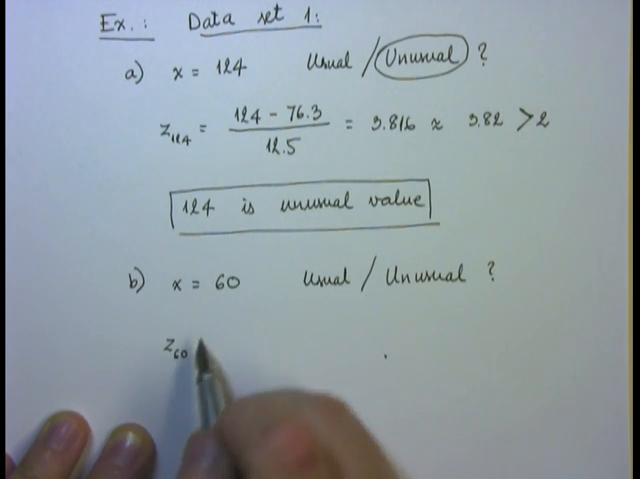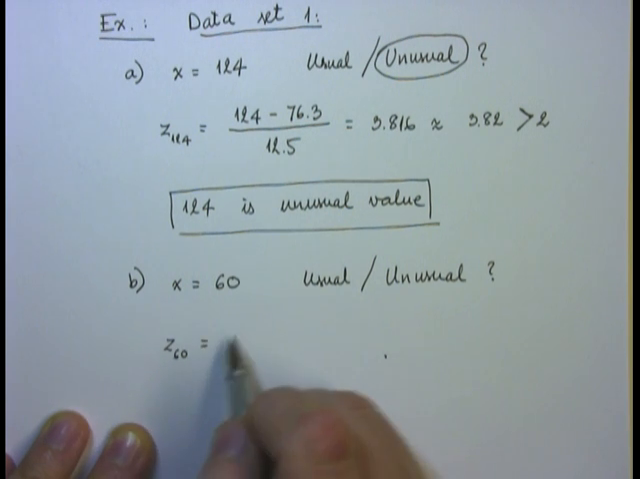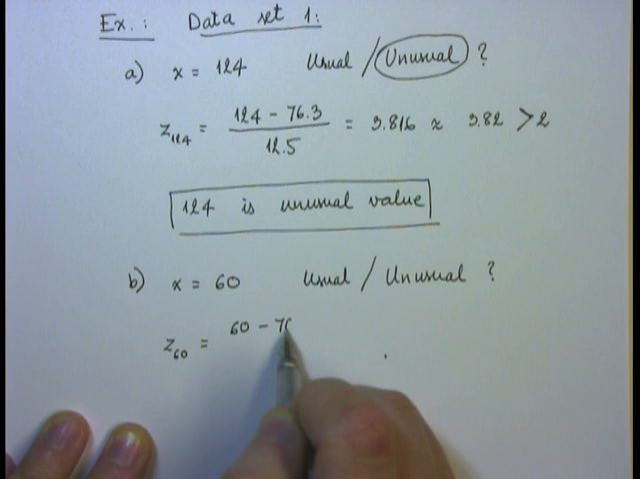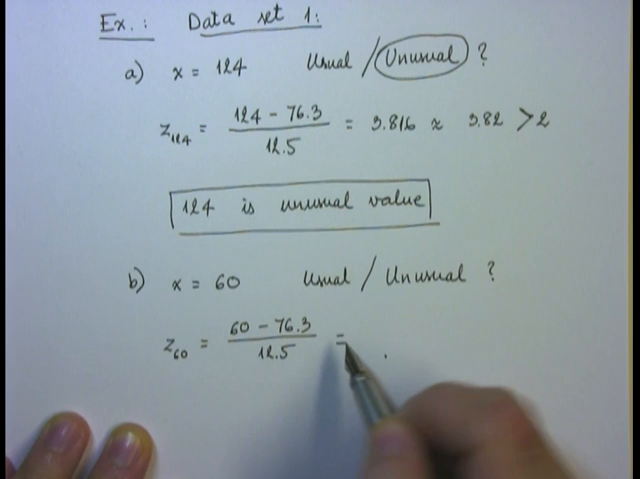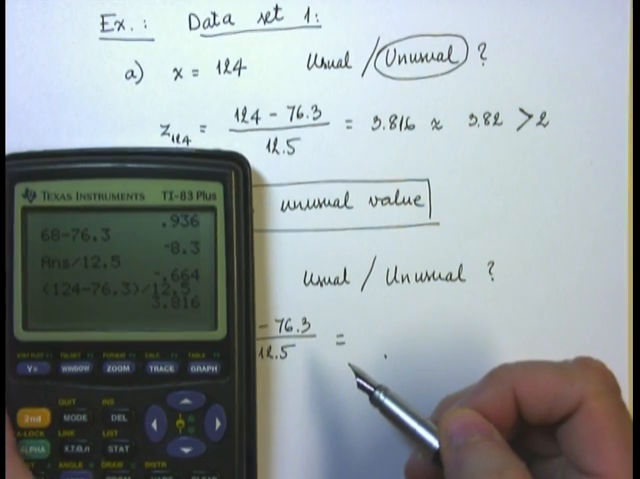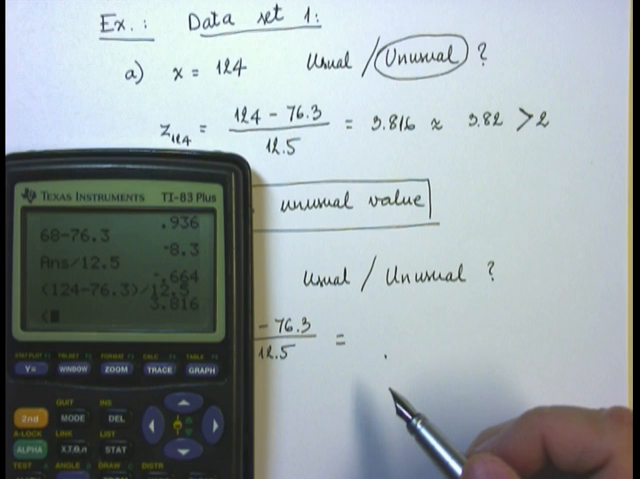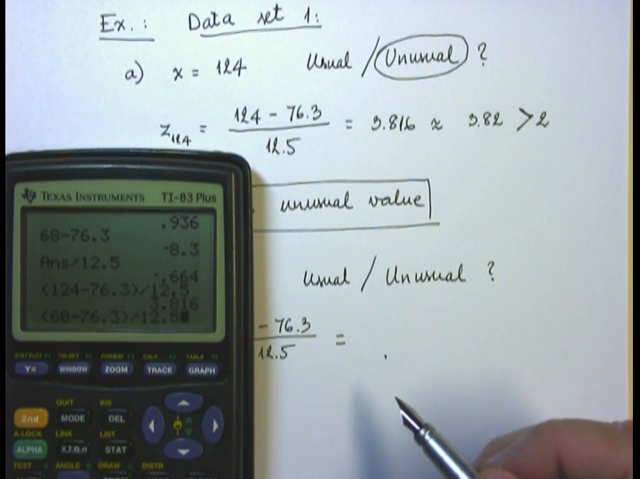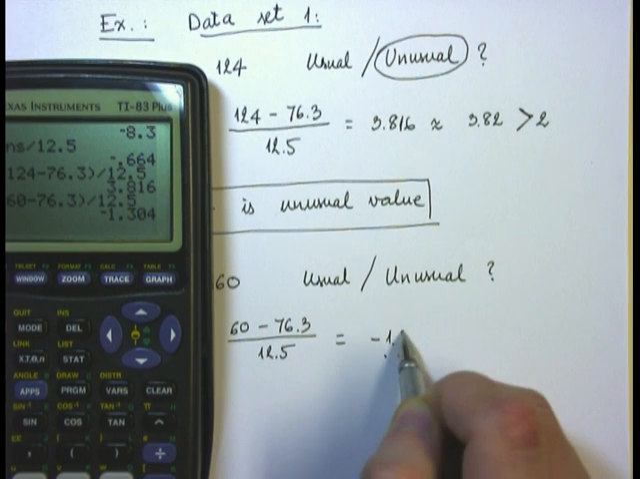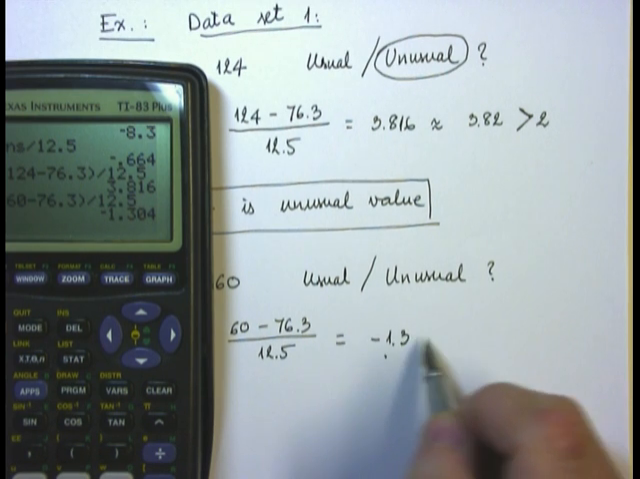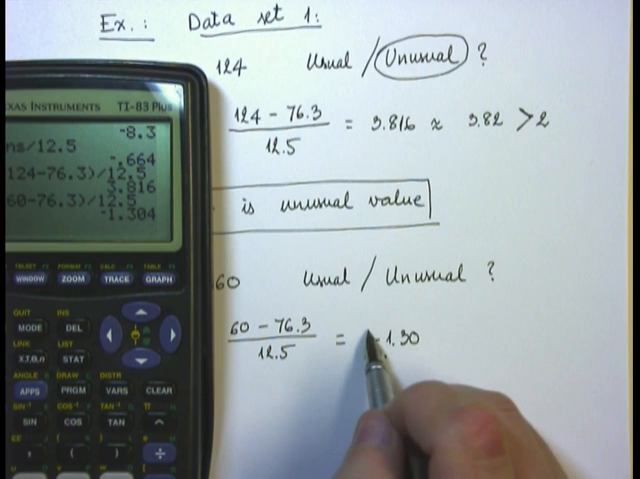The z-score for 60 in this data set is obtained by doing 60 minus 76.3 divided by 12.5. Looking at my calculator, I have 60 minus 76.3, close parentheses, and divided by 12.5. So my z-score is -1.3, and rounding to 2 decimal places, negative 1.30.